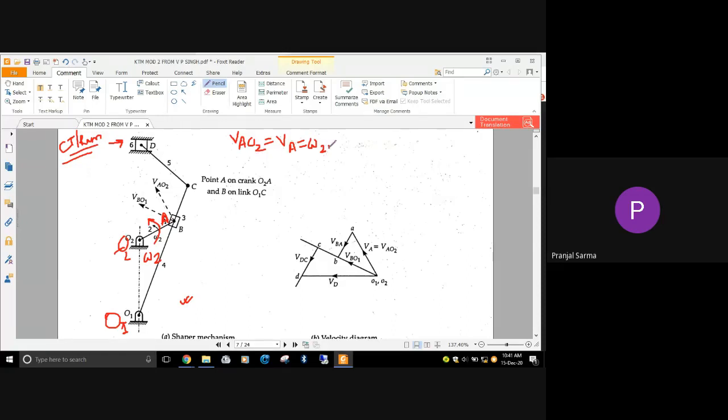V equal to R omega, we know. Omega is omega 2, no problem. The R value, for this particular case when we are finding out V A O 2, will be what? This is nothing but the link length O 2 A, understood?